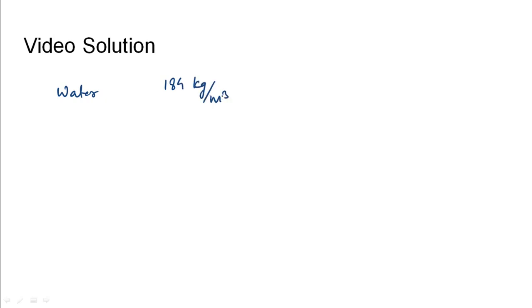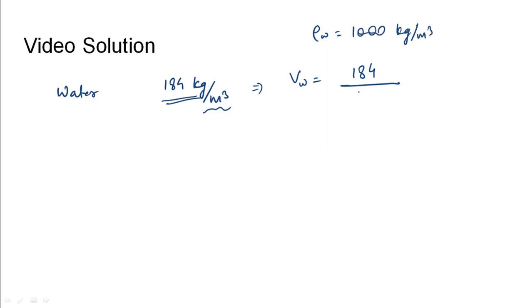It means that in every cubic meter of concrete there is 184 kgs of water. So using this we will have the volume of water as the mass, that is 184, divided by the density of water. So the density of water would be 1000 kg per meter cube. So substituting that value we would get the volume of water as 0.184 meter cube. Next we will do this for cement.